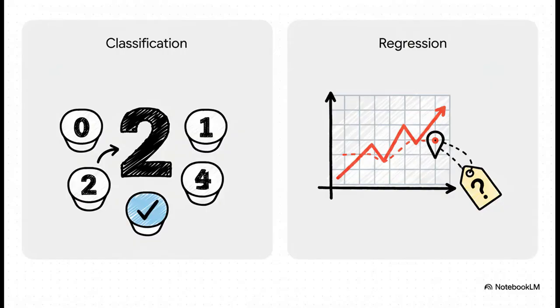Now, supervised learning problems typically come in 2 main flavors. First, there's classification. That's exactly what our digit recognizer is trying to do. It's predicting a specific category, or a class. Is this a 0, a 1, a 2, and so on. The other type is regression. Here you're not predicting a category, you're predicting a continuous number. Something like, what's the price of this house going to be? Or how many clicks will this ad get tomorrow?